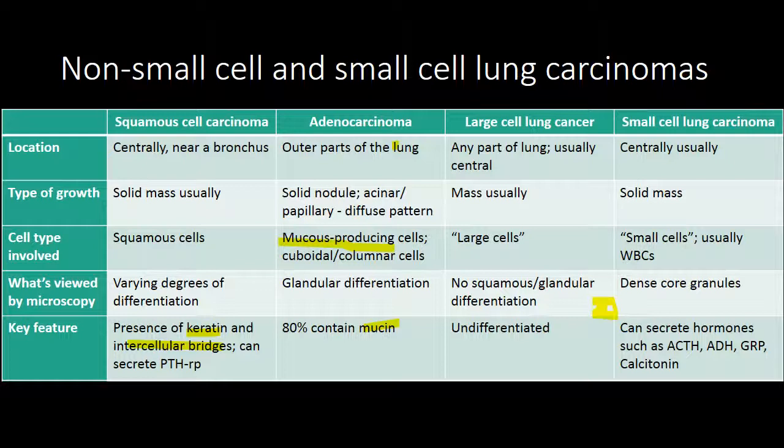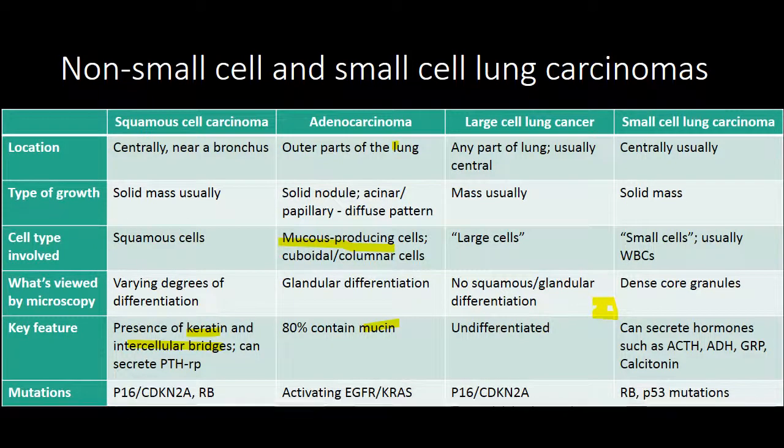Large cell lung carcinomas are typically undifferentiated, and thus there are no real outlines histologically. And small cell lung carcinomas might secrete adrenocorticotropic hormone, antidiuretic hormone, as well as gastrin-releasing peptide or calcitonin.